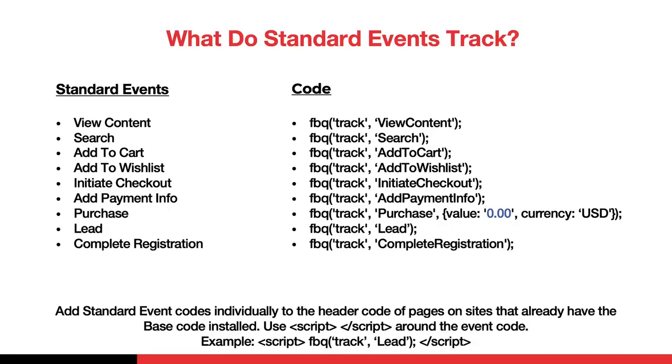All right, so what do standard events actually track? Well, view content: we can track what they view. We can track what they searched for. We can track, did they add it to the cart? We can track, did they initiate the checkout? Or did they add payment? The most important thing, of course, is, did they buy? And when they bought, what was the exact amount that they bought?